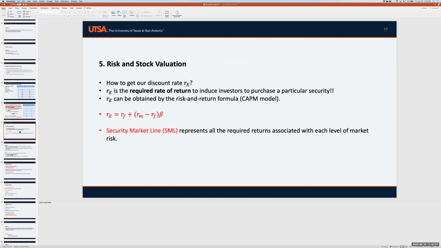Okay. Risk and stock valuation: how to get our discount rate, the cost of equity, R_E. R_E is the required rate of return to induce investors to purchase a particular security. It can be obtained by the risk and return formula, as you may recall from the capital asset pricing model. So the required rate of return equals RF, the risk-free rate, plus market return minus risk-free rate, multiplied by the beta of this stock. The security market line represents all the required returns associated with each level of market risk.